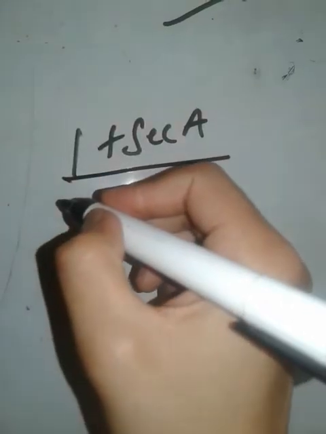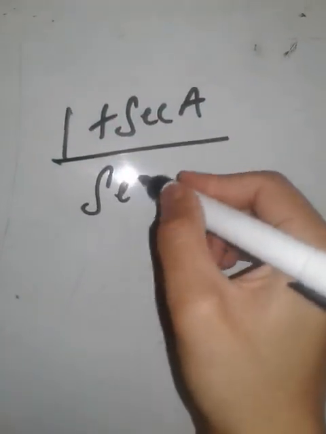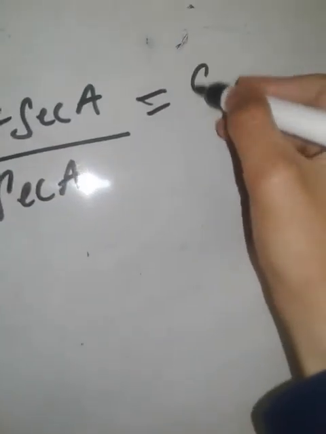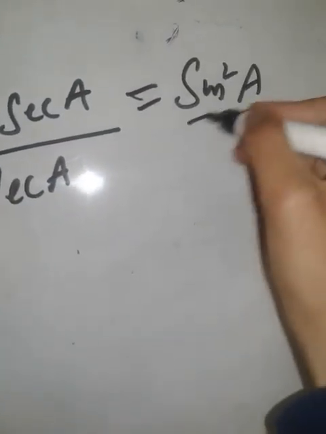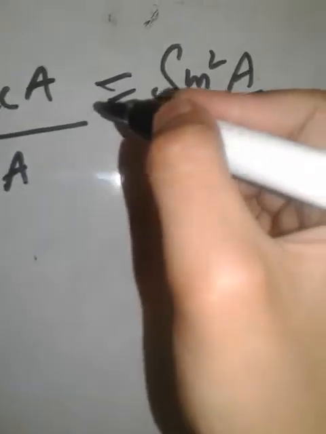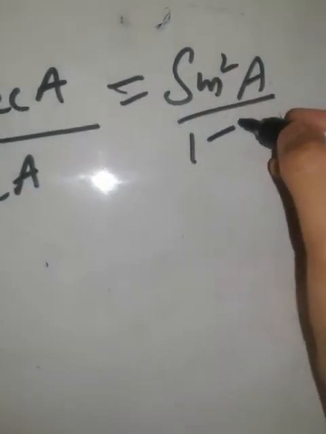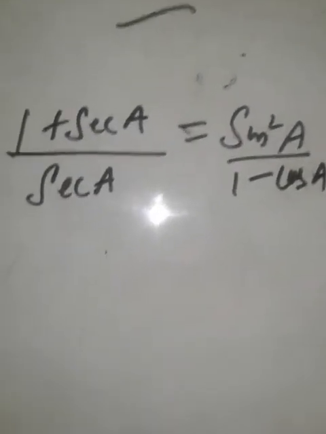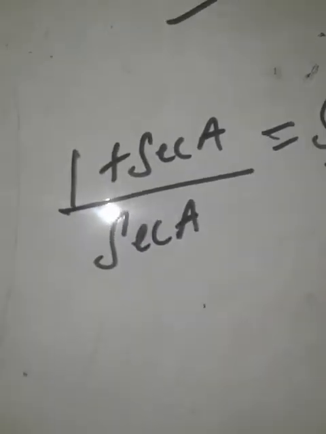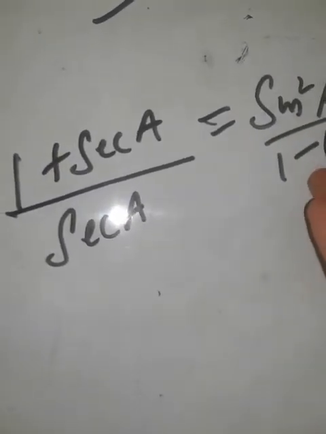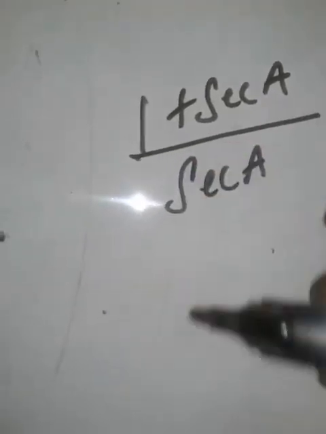1 plus sec a divided by sec a, we have to prove that this should be equal to sine square a divided by 1 minus cos of a. Now how to do this? Simple. I already told you that either you can prove this side to this side, or this side to this side. Let us take this side.